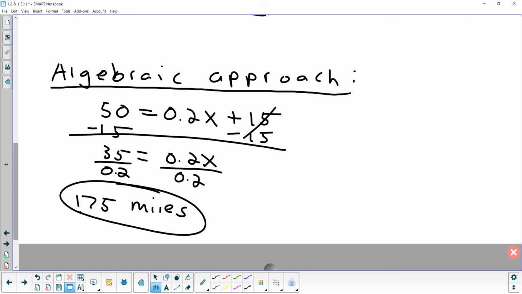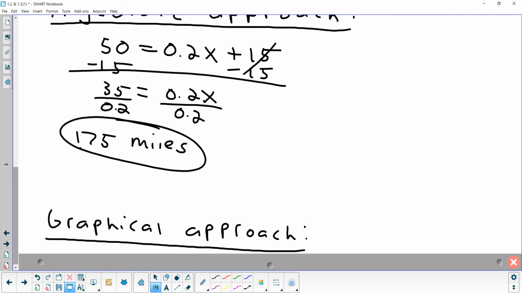Okay, so that's how we can solve that equation using algebra. Any question on that? All right, now we're going to do something on the calculator.